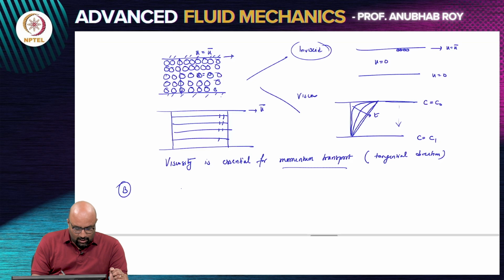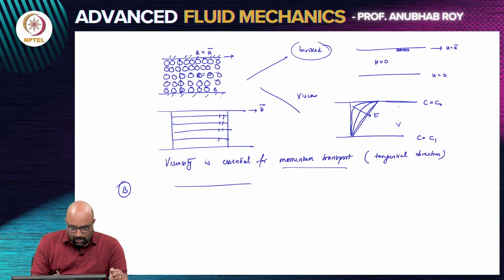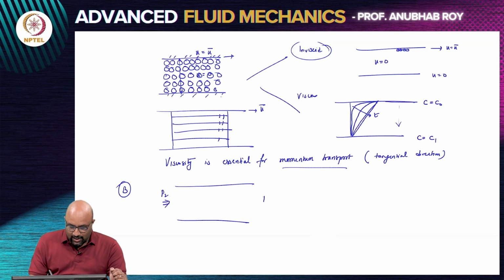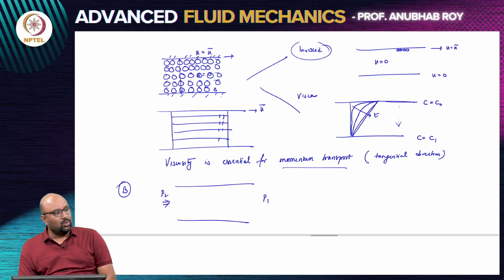So, that was about motion set through boundary, where we were having the plates move. Now, we will have a motion that is set in by having a pressure drop. So, I will apply a pressure drop. So, you have a higher pressure at the inlet and a lower pressure at the outlet.